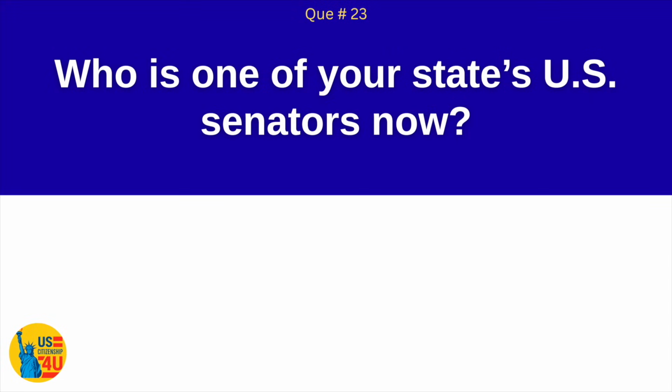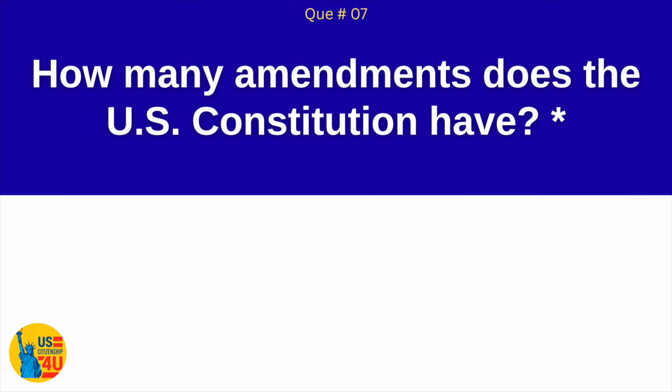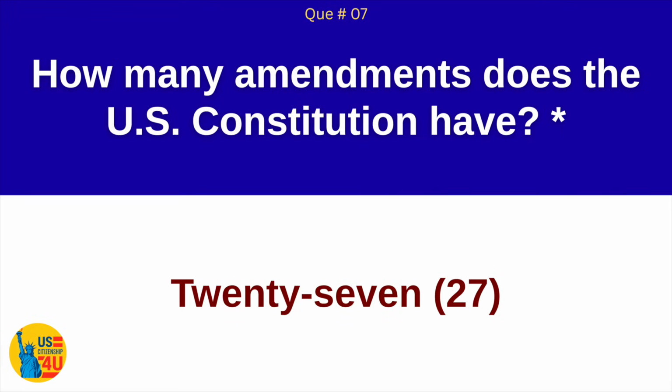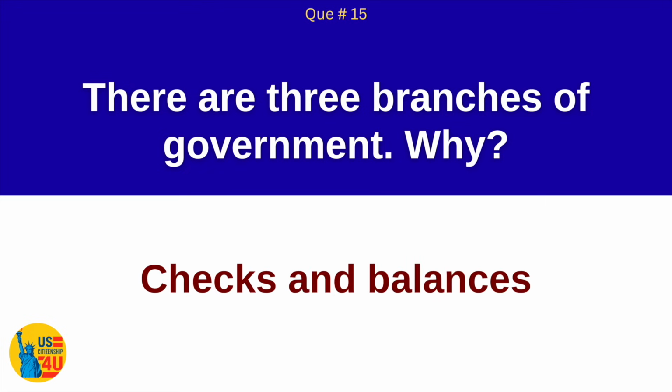Who is one of your state's U.S. senators now? Answers will vary. How many amendments does the U.S. Constitution have? 27. There are 3 branches of government. Why? Checks and balances.